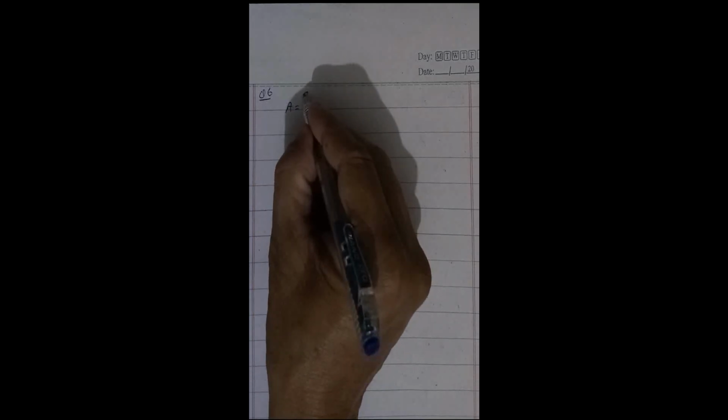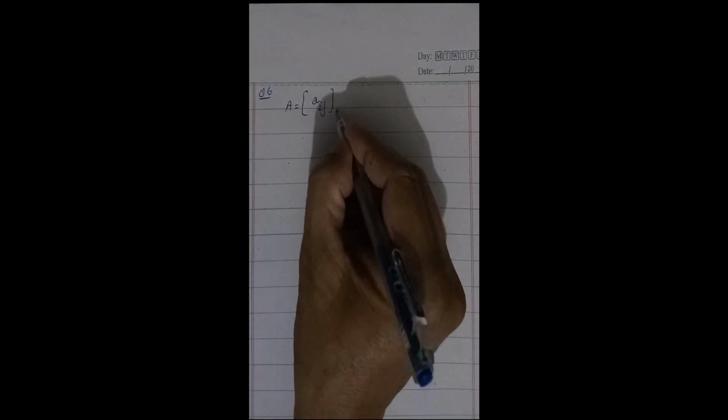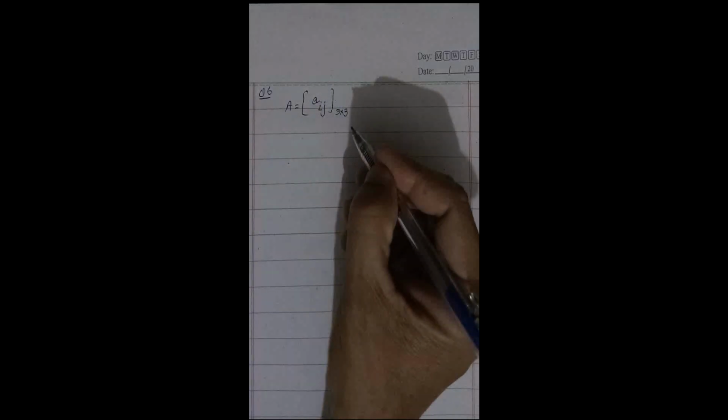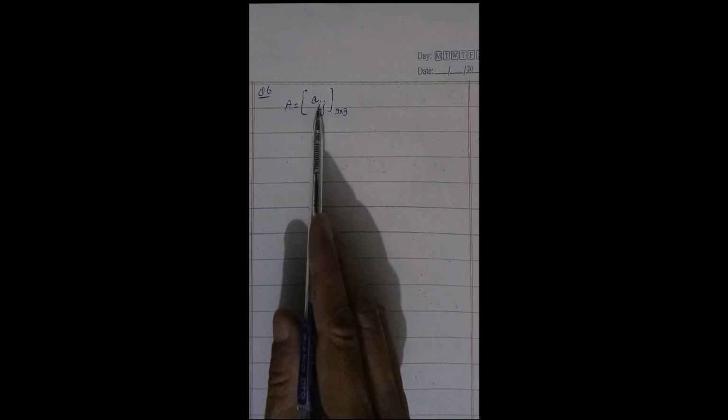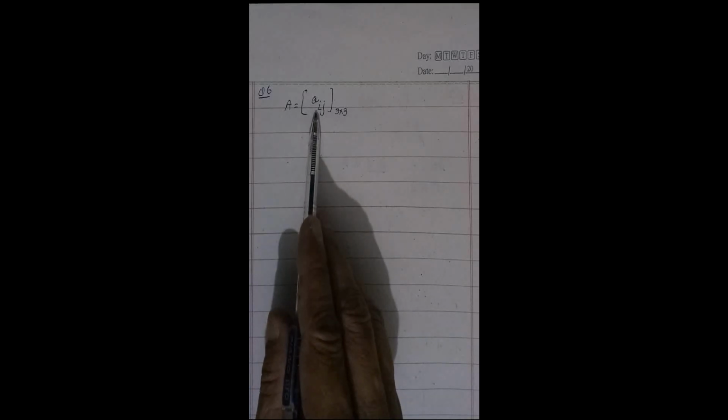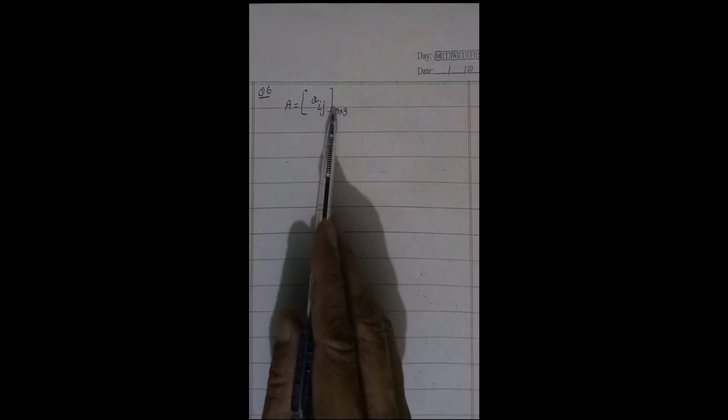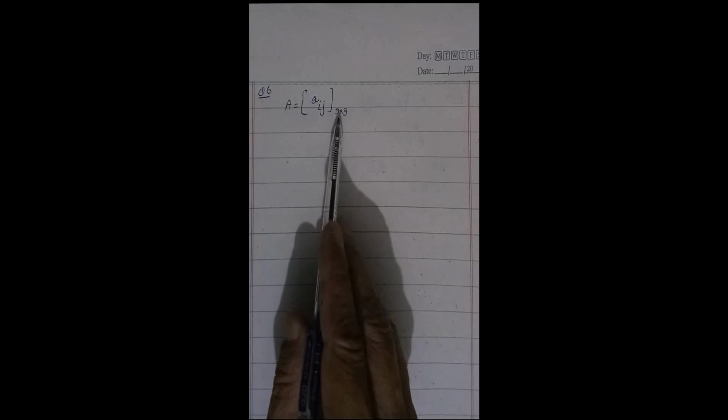And the question 6 is: the matrix name is A, and the matrix is A_ij, 3 into 3. Here we see that in A_ij, i means row and j means column, and 3 into 3 means 3 rows and 3 columns. It is a square matrix.